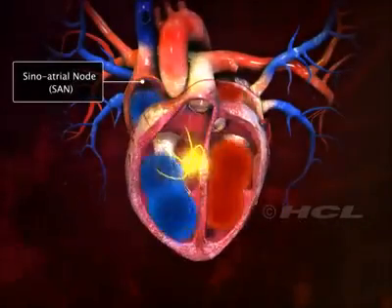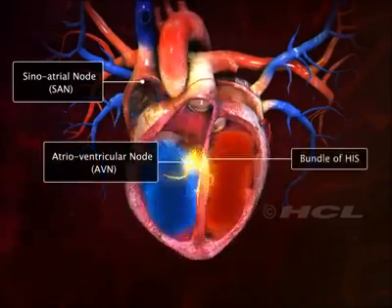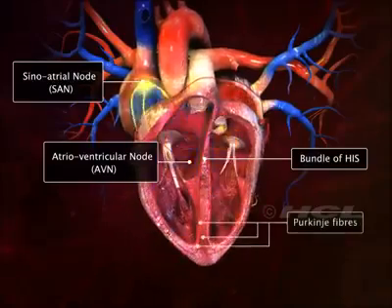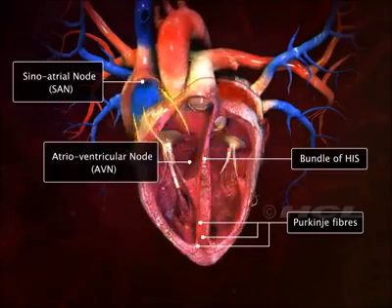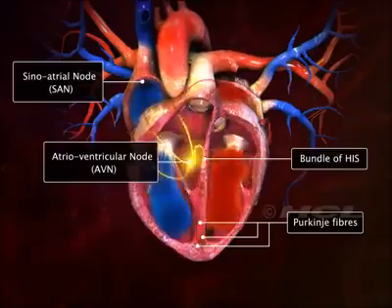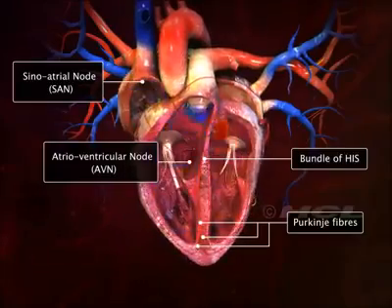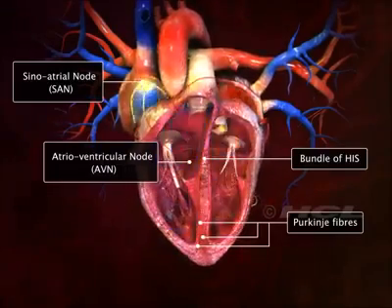The sinoatrial node, atrioventricular node, bundle of His and Purkinje fibers represent the specialized cardiac tissue. These fibers are autoexcitable as they have the potential to generate electrical activity without any external stimuli. This makes the heart beat continuously.